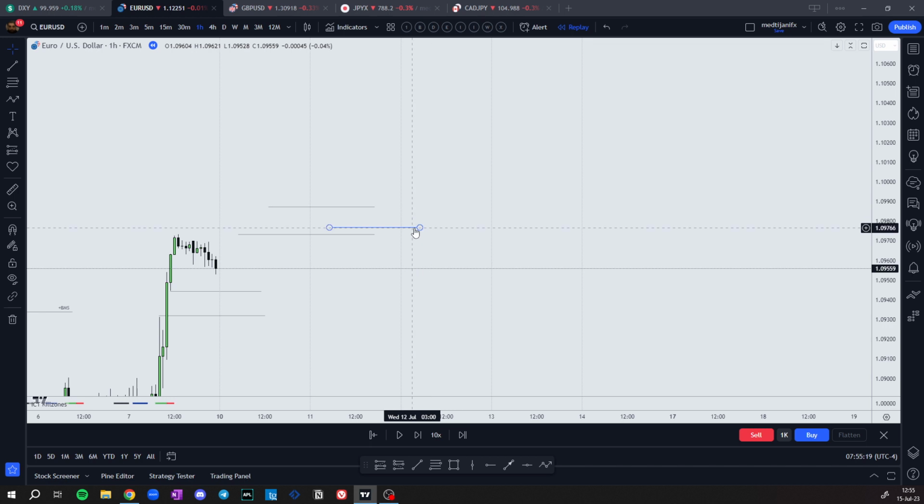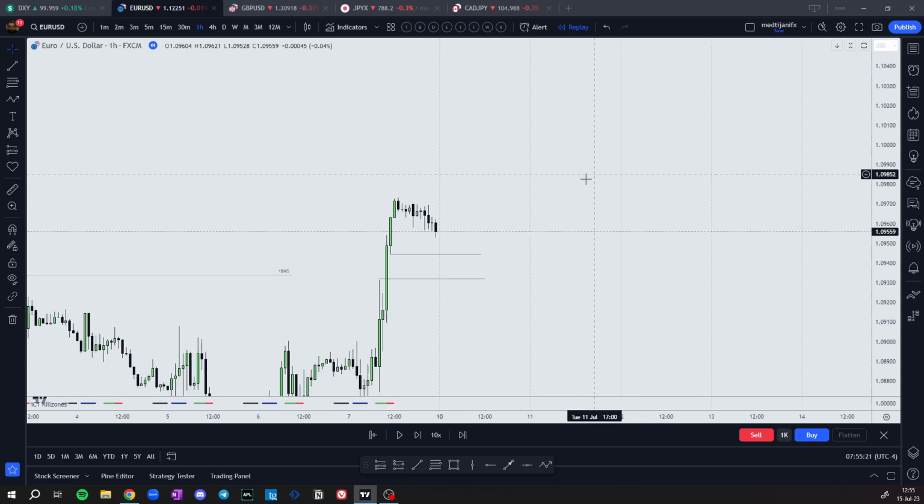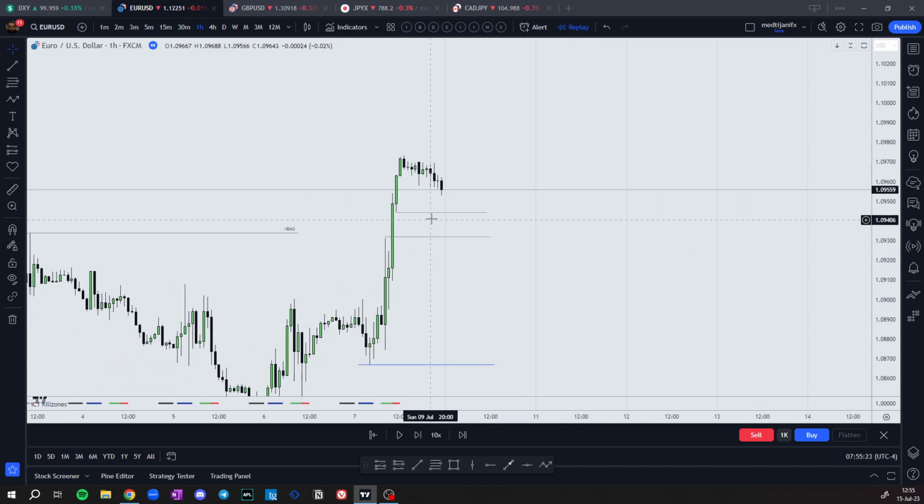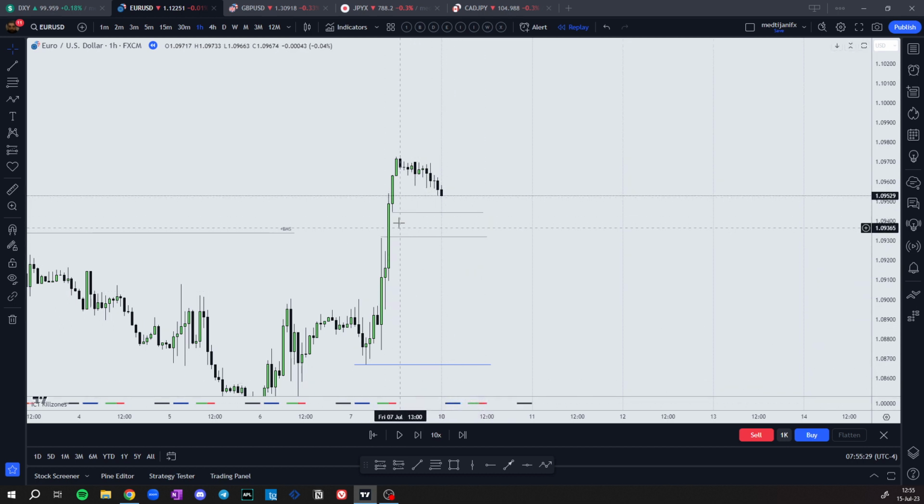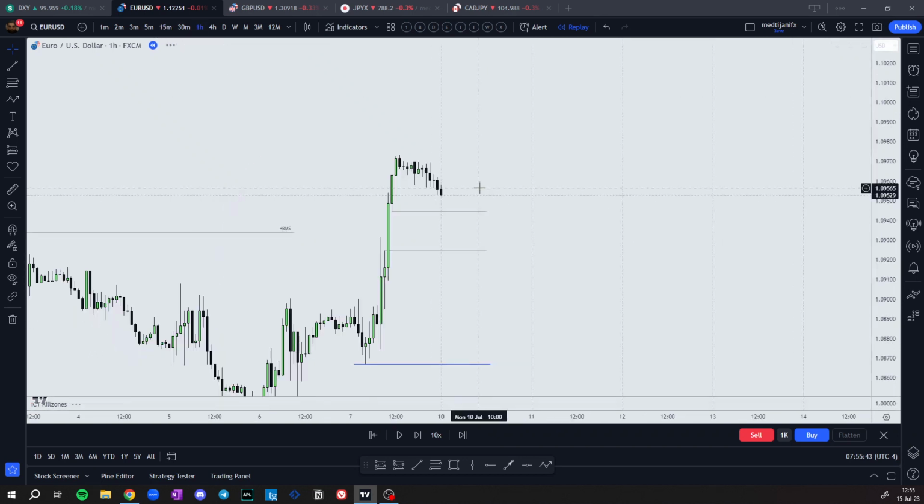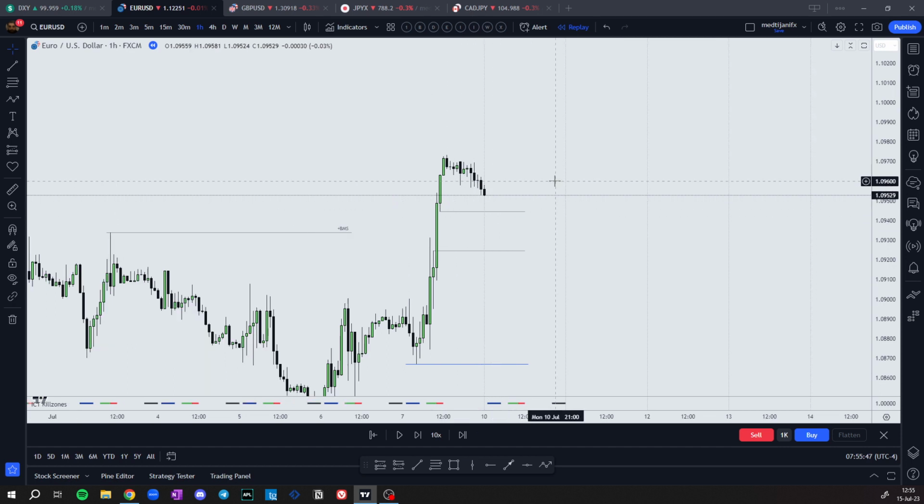Let's get rid of all of these levels. We see that price is going to open at this midnight open, and we have a 1-hour fair value gap right here. Use this low here, right? At this point, I use the Monday candle as a confirmation of where price is going.